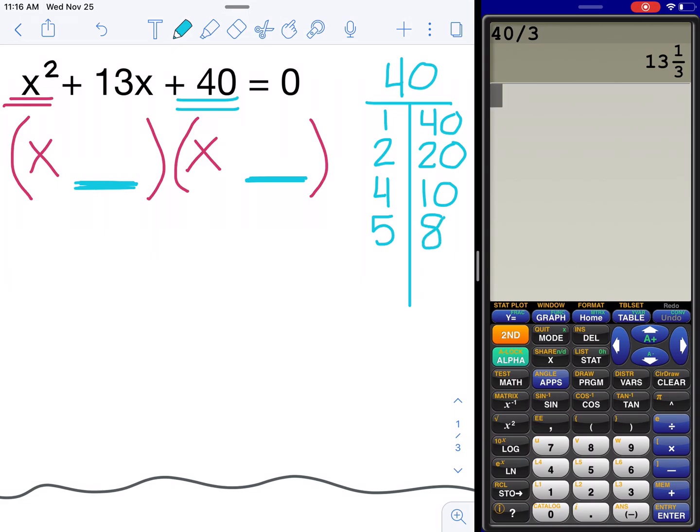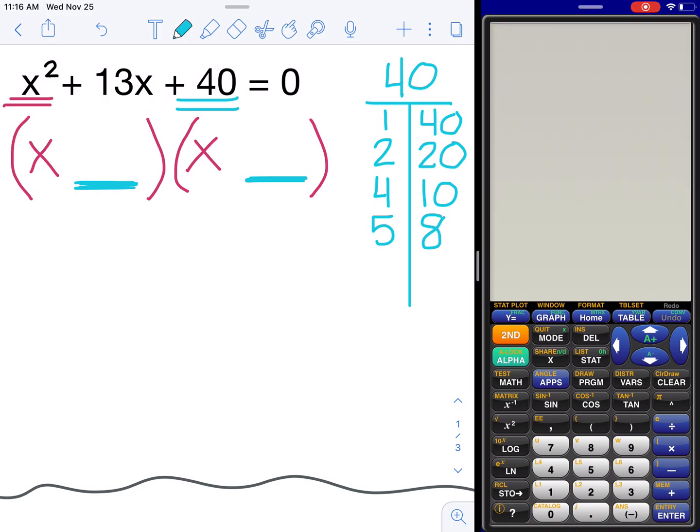I'm just working my way up. 40, again, is not divisible by 6. I could double check that if I needed to. And 40 is also not divisible by 7. 40 is divisible by 8, but you notice we already have an 8 in our table, so we don't really need to circle back and do the opposite of these factor pairs. So now I have all of my options, all of my factors that would multiply together to give me a product of 40. Any of these combinations would give me a product of positive 40.